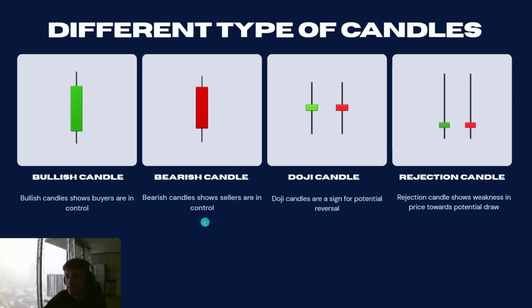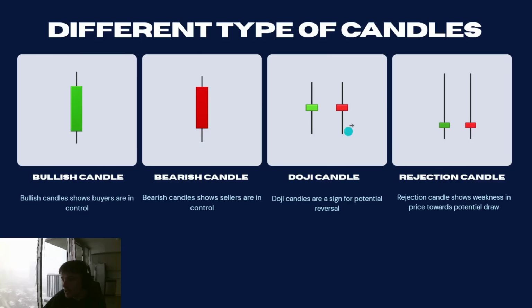Okay, so here are the different types of candles. A bullish candle shows buyers are in control. A bearish candle shows sellers are in control. A doji candle is a potential sign for a reversal. And a rejection candle is a reversal, pretty much.